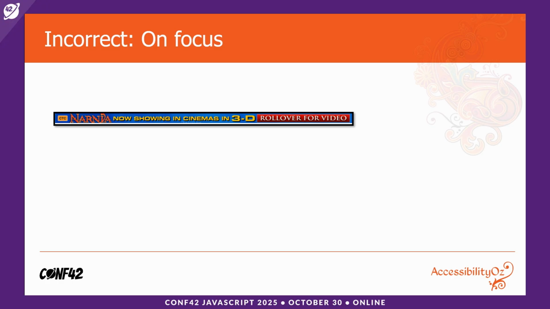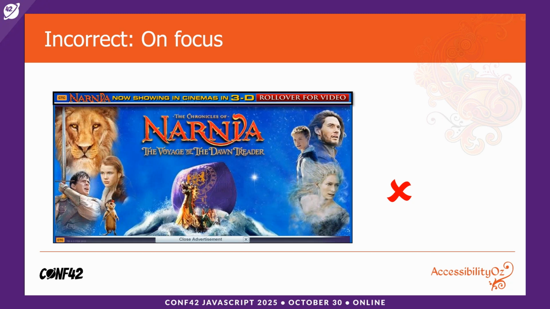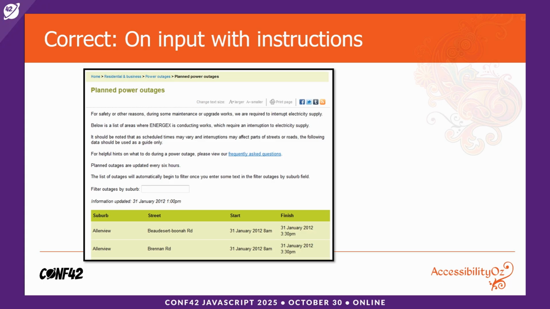You can see here you've got rollover for video. So if you just move your mouse over that, all of a sudden this entire video pops up, which is very distracting and will be incredibly inaccessible for users. A correct example where you are doing the automatic filtering is when you enter content into a field and it filters automatically. This is not something that users expect, so you shouldn't do it. But if you are going to do it, you need to absolutely include instructions prior to the form field.